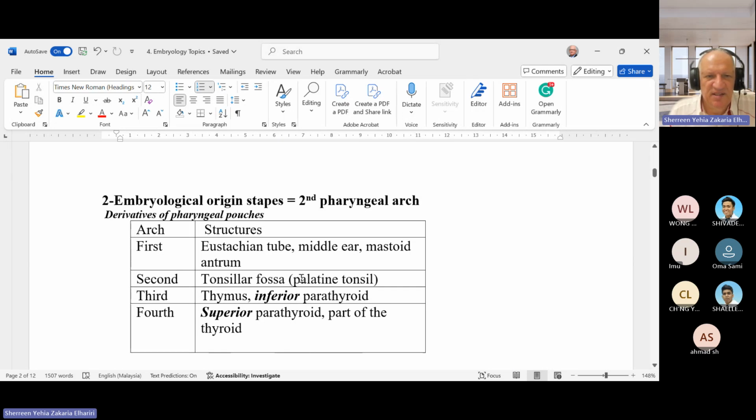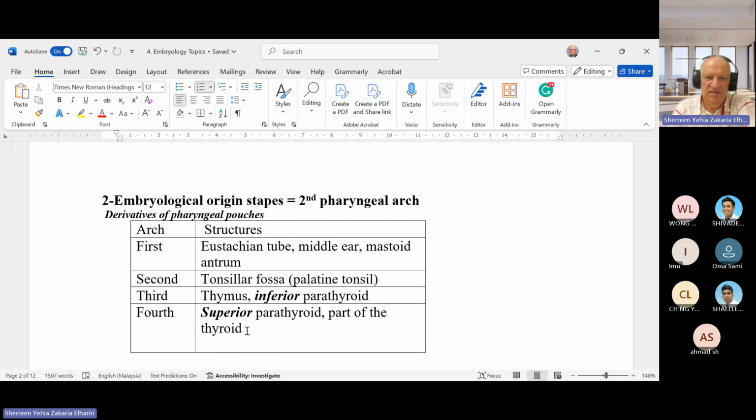Second, tonsillar fossa. Third, thymus and inferior parathyroid gland. And the fourth, superior parathyroid and part of the thyroid. This is important because in some anomalies, if we find the thymus is absent, the inferior parathyroid is absent too. It is important to know that although the inferior is lower, its origin is from the third arch, and the fourth gives the superior.